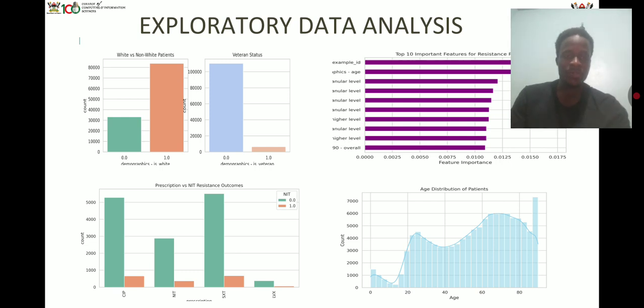Next, I'm going to talk about the exploratory data analysis, and this is the EDA that was carried out on the dataset. These are the different visualizations, where the first visualization characterizes the patients as white versus non-white, and veteran versus non-veteran. The next graph on the top shows the top 10 important features in our dataset, and below we have the graph that shows the prescription versus the NIT resistant outcomes. The next graph is the distribution of the patients that were sampled or that are in our dataset.